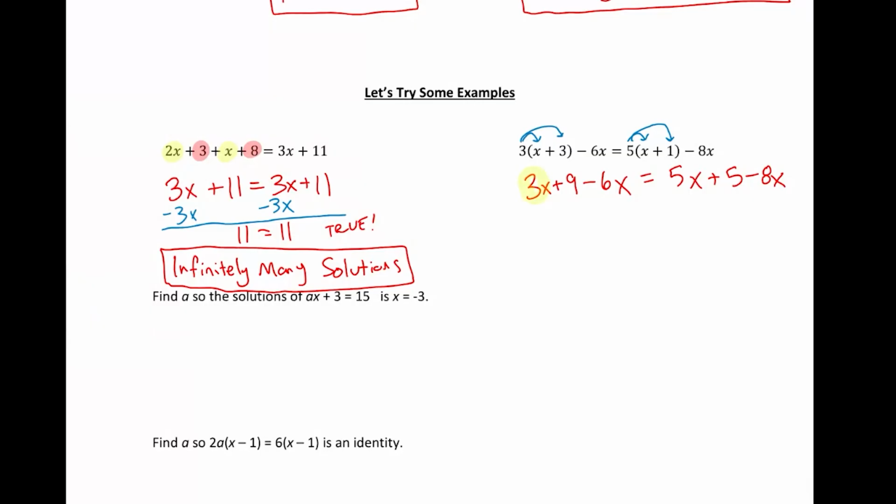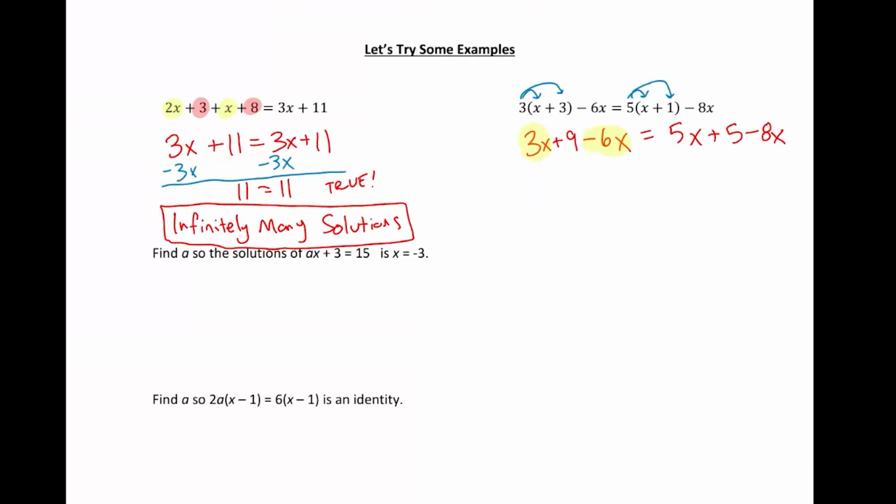And on the left-hand side, we've got some what I'll call linear terms, the ones with the x's. And we also have some linear terms on the right-hand side as well. We're going to combine those too. 3x minus 6x is negative 3x. So we've got negative 3x plus 9. And then over on the right-hand side, we've got 5x minus 8x, which is negative 3x. And then plus 5. And you might see what's going to happen here.